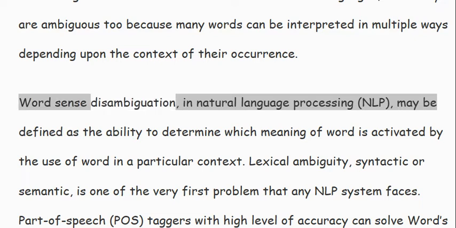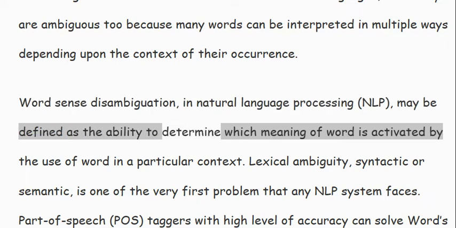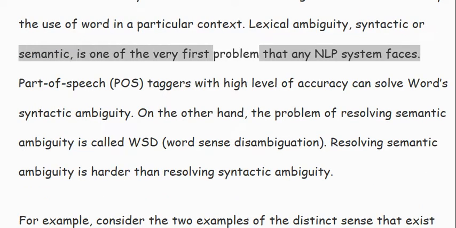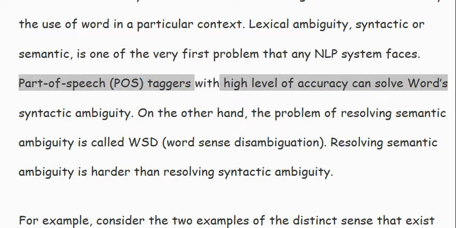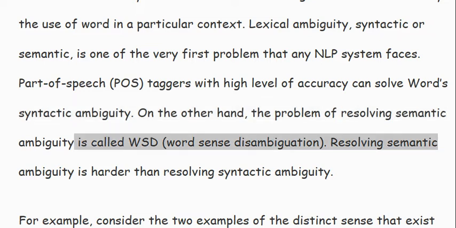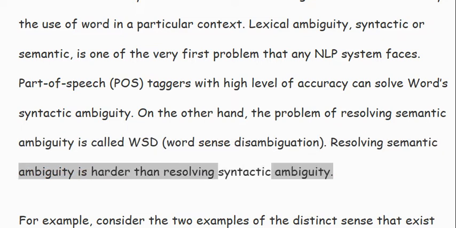Word sense disambiguation, in natural language processing, NLP, may be defined as the ability to determine which meaning of a word is activated by the use of the word in a particular context. Lexical ambiguity, syntactic or semantic, is one of the very first problems that any NLP system faces. Part of speech, POS, taggers with a high level of accuracy can solve words' syntactic ambiguity. On the other hand, the problem of resolving semantic ambiguity is called WSD, word sense disambiguation. Resolving semantic ambiguity is harder than resolving syntactic ambiguity.